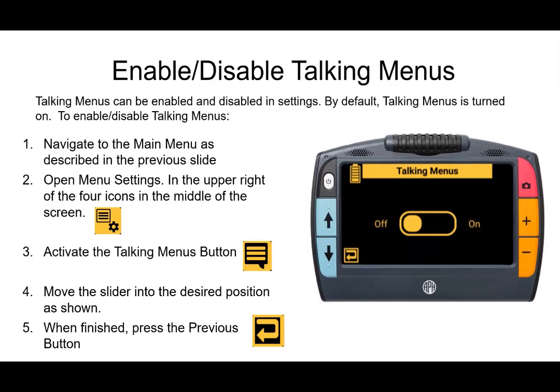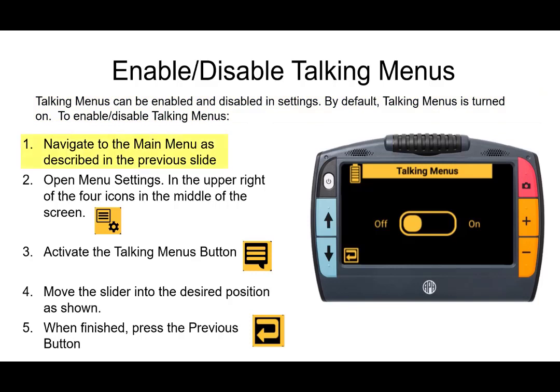The Settings icon is what we're going to talk about a little bit here when we get to our next slide. One of the main things that I believe most people will have questions about is how to enable or disable the talking menus. The talking menus can be enabled or disabled in Settings, and we talked about in this last slide how to get to the settings. By default, and we've talked about this before, the talking menus are always turned on. To disable and enable the talking menus is pretty easy.